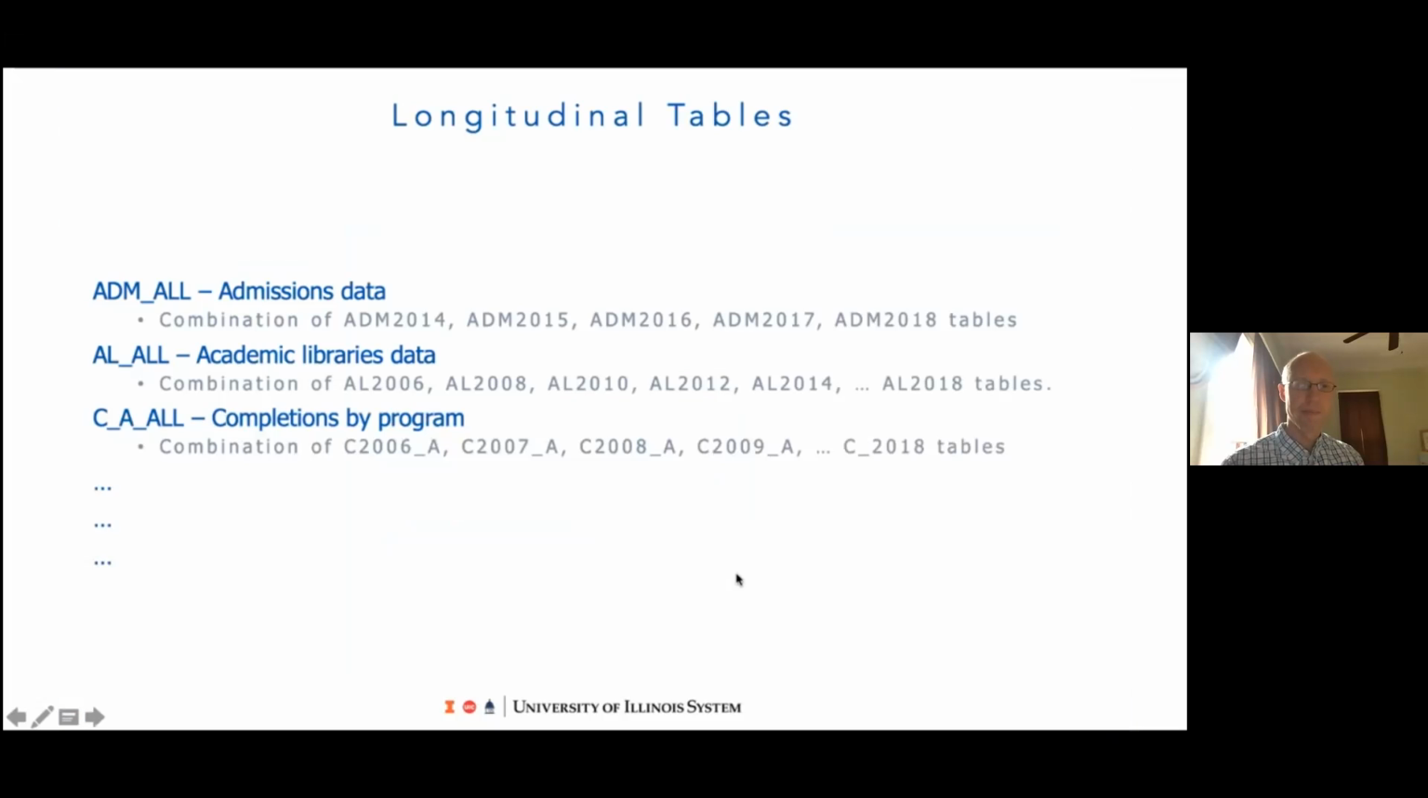So first, I'm loading all of the separate year tables. For example, for admissions, I've got a table called ADM underscore all. And all this is combining ADM 2014, 15, 16, 17, 18 into a single table, ADM all.